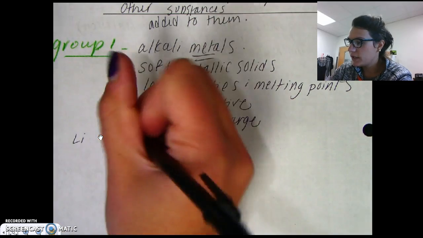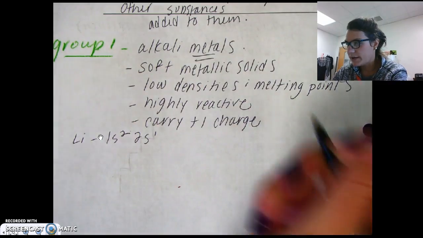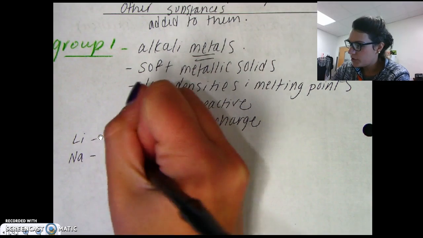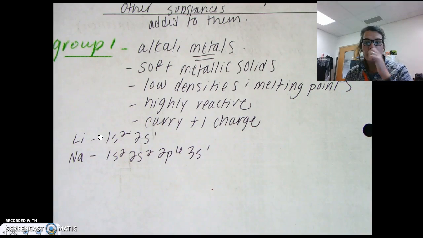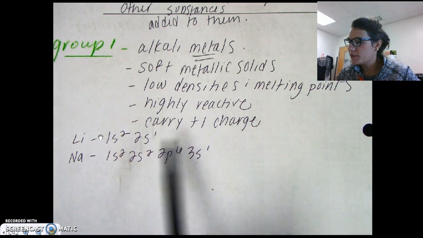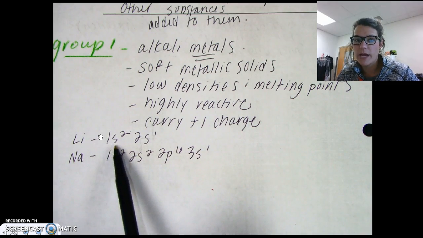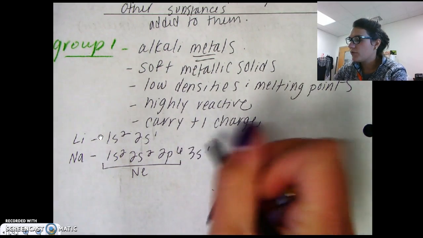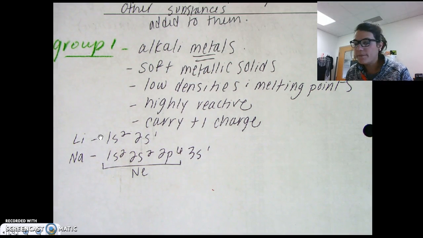If I was to draw lithium's electron configuration, it would be 1s2, 2s1, and sodium would be 1s2, 2s2, 2p6, 3s1. The reason why they carry a +1 charge is because they're more willing to get rid of this one electron to become like the noble gas, right? Especially if I look at sodium, this noble gas is neon. So if it just loses the one electron, it'll be like neon. Therefore, it'll be content in its nature. Okay, so that's group 1, alkali metals.